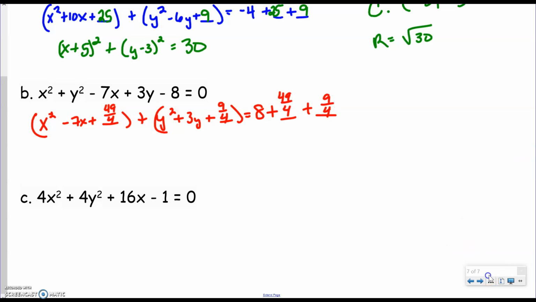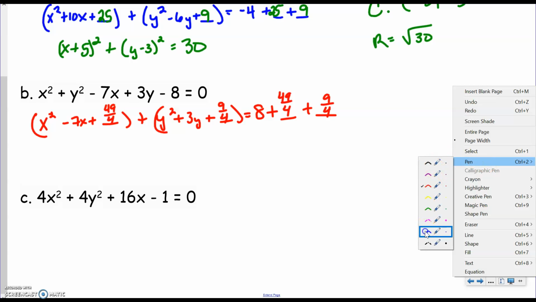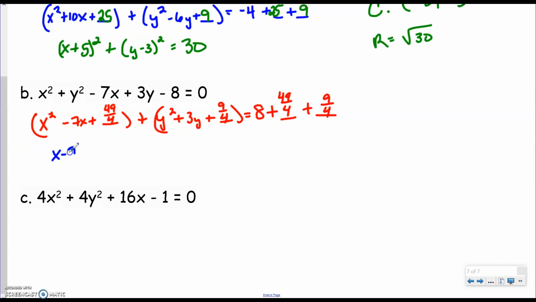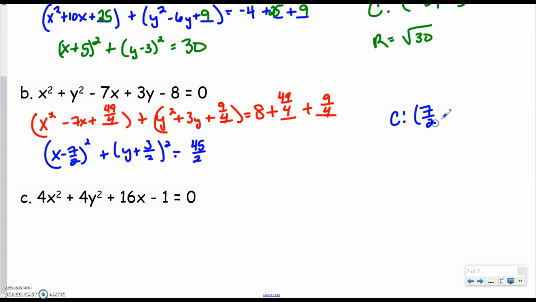Now when I factor this, I'm going to get x minus 7/2 quantity squared plus y plus 3/2 quantity squared. And then when I combine everything on the right side together using the fractions, I actually get a 45/2. So my center is at 7/2, -3/2, and my radius is going to be the square root of 45/2, which is 3 square root of 5 over the square root of 2, which gives me 3 square root of 10/2.